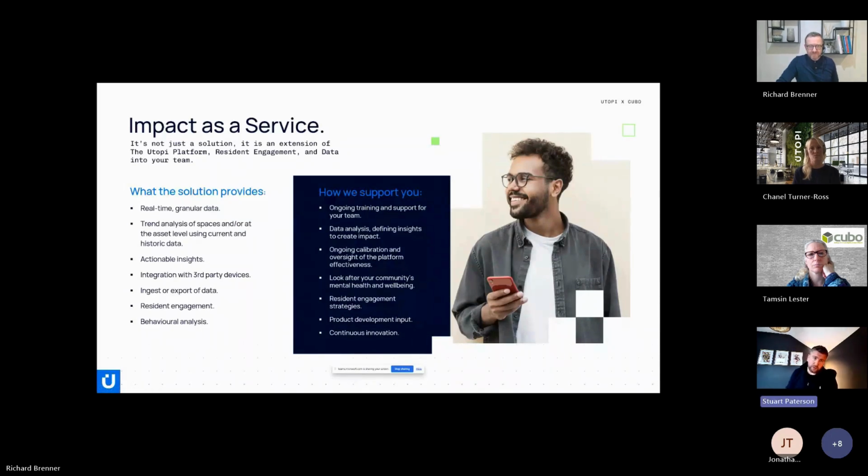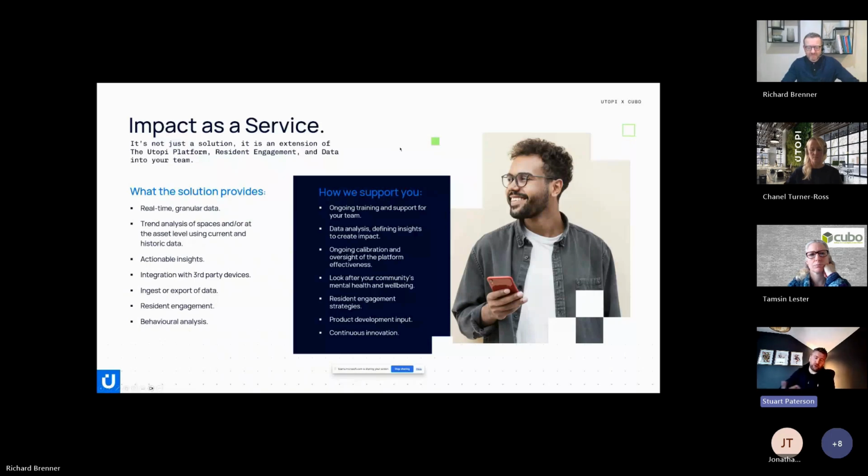So at Utopi, we have an impact team. We talk about impact as a service, and what does that look like? We've developed a team of experts within the data set that we have. That team views ourselves as an extension of your operational team, and they're tasked with bringing this data to life. We talk about billions of data points, and that's great, but in reality, what does that look like, and what does it mean to everybody?